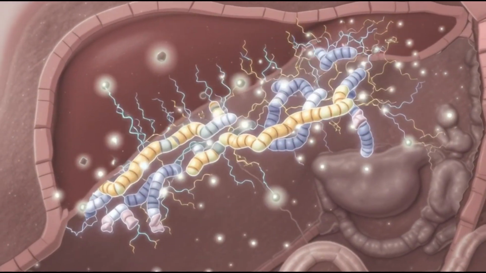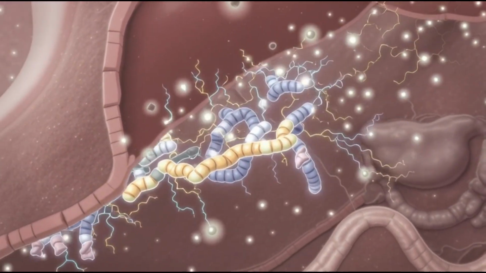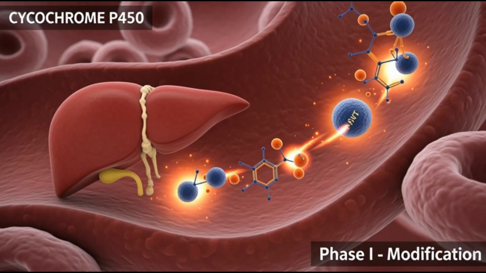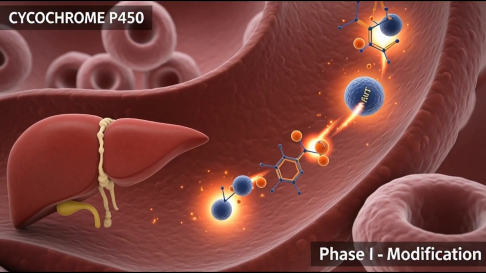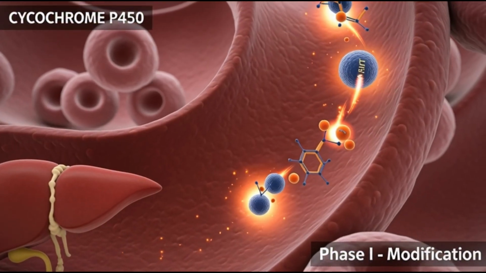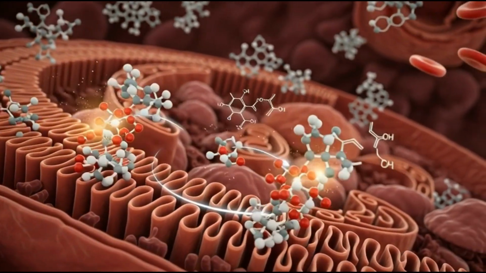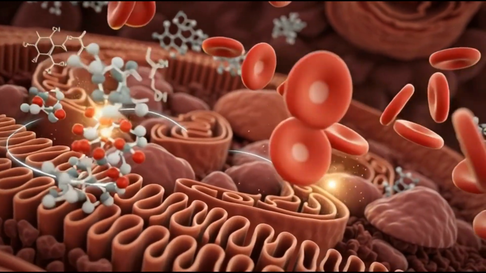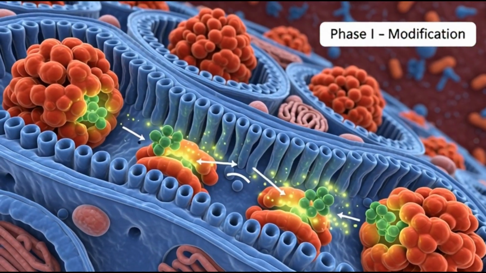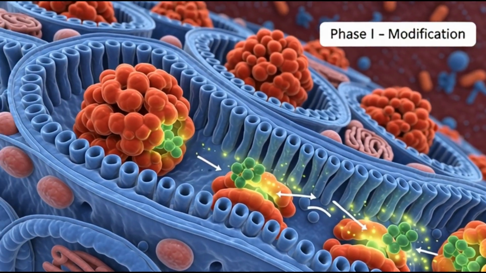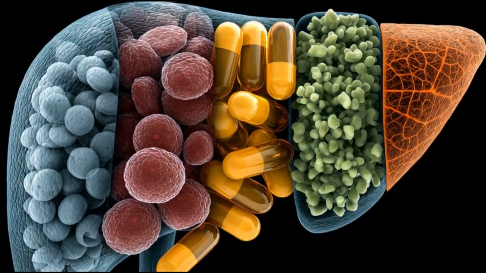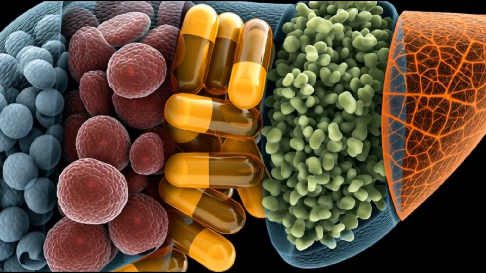Phase 1 Detoxification. Phase 1 detoxification occurs mainly through the cytochrome P450 enzyme system. These enzymes modify toxins by oxidation, reduction, or hydrolysis. This step may produce reactive intermediates, which can be more harmful than the original toxin.